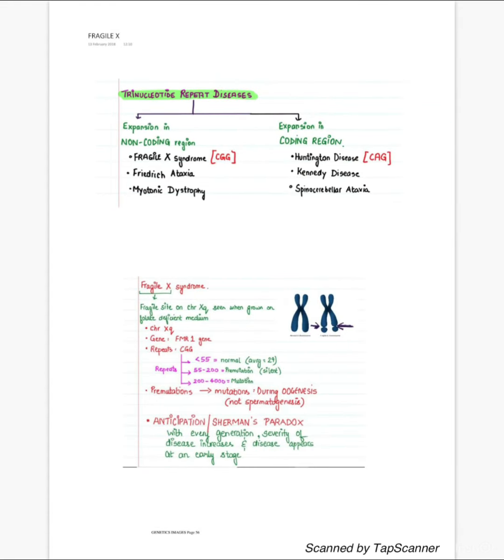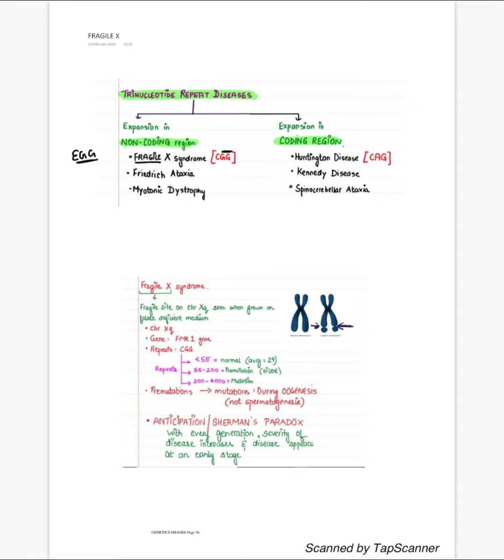Now coming on to the next one, that is very frequently repeated, that is trinucleotide repeat disorder. This I have done in one of my MTR sessions, guys. So now the time for revision comes. Fragile X syndrome, guys, that is fragile. What are fragile X? It is CGG repeat.